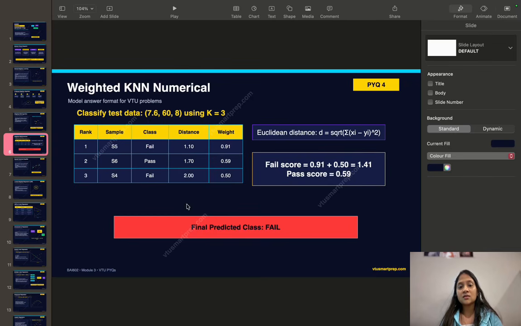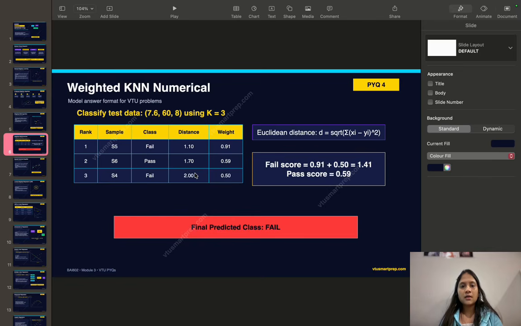Here I have just taken one example, so you try to solve the problem. This is not the only thing; you also have to calculate the Euclidean distance. Here also you have to substitute the values and solve the problem. Then you can see how it is calculated, which class it belongs to, for the fail score and pass score. Which is the highest value? 1.41, if I compare the fail and pass scores. So the test data which has been given will belong to the final predicted class, the fail class.